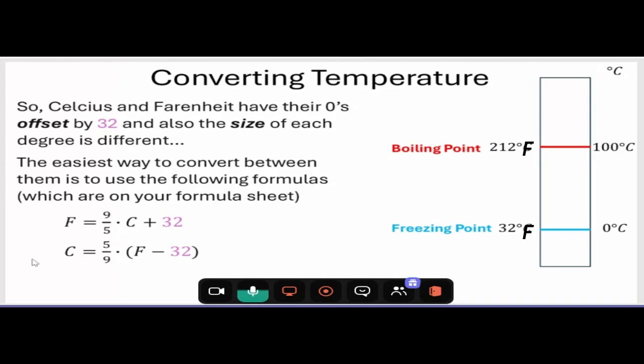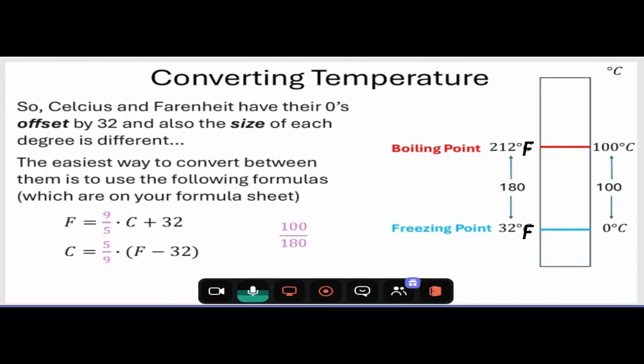This is kind of interesting, if you're curious about where these magic formulas come from. Remember we said they're offset by 32. Well, you can see the 32 in both formulas. And where does this 9/5 come from? Well, a change of 100 degrees Celsius is equal to a change of 180 degrees Fahrenheit. You don't have to know this, by the way. This is just interesting. 100 from freezing to boiling in Celsius, 180 from freezing to boiling in Fahrenheit.